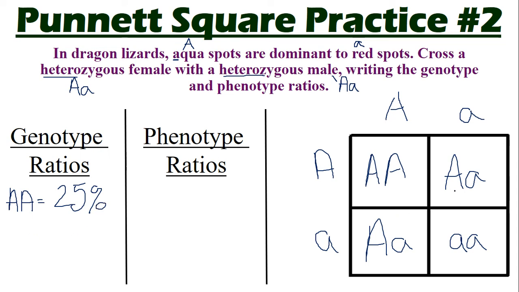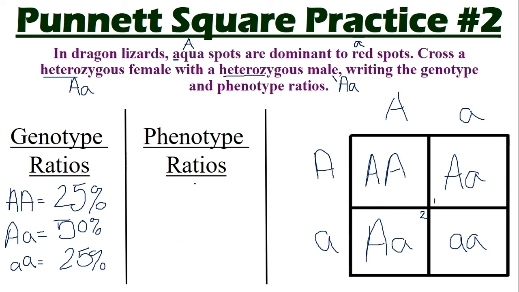Next one I see is capital A, lowercase a. How many boxes have capital A, lowercase a? Well, I see 1. I see 2 boxes. So if each box is 25%, 2 boxes would be 50%. The last box I see, because I know this doesn't equal 100 yet, is lowercase a, lowercase a. How many boxes have that? 1 box. That's 25%. So if we add these 3 numbers up, we do get 100%. We should have gotten all the genotypes from the Punnett square.